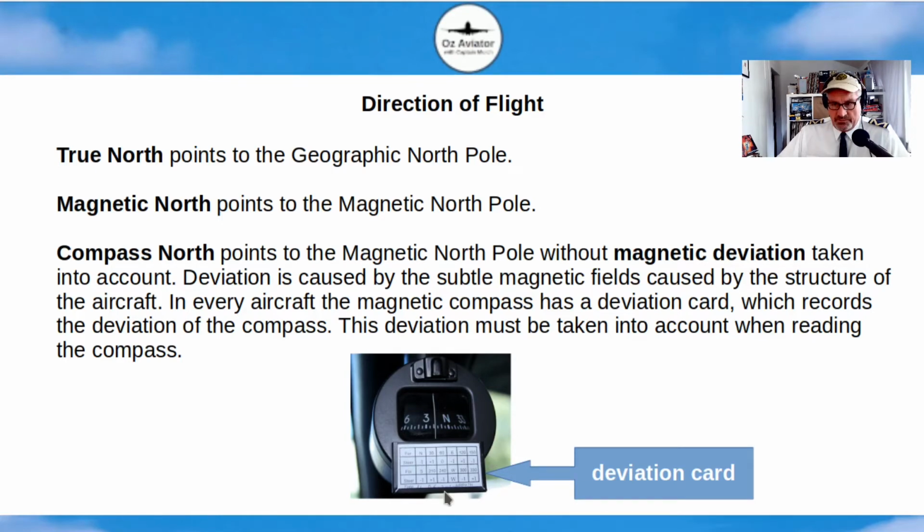And they'll write this on a deviation card. You'll notice in every aircraft you fly, there'll be a deviation card. The deviation card shows how much your magnetic compass is varying, or deviating, I should say, from the magnetic north, south, east, west, the different points of the compass. And you need to take that into account when you're navigating your aircraft.